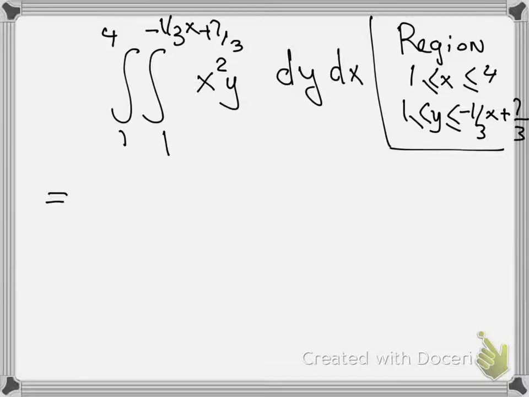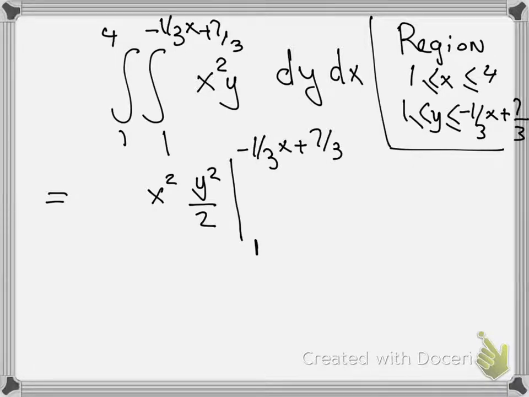So first we integrate with respect to y. x is a constant, so that will be equal to x squared times y squared over 2. x squared is a constant. And of course, your y is between 1 and negative 1/3 x plus 7 over 3. Because we integrated with respect to y, you need to replace y by negative 1/3 x plus 7 over 3 and then y by 1. And then of course you need to keep this 1 to 4 here and this dx.